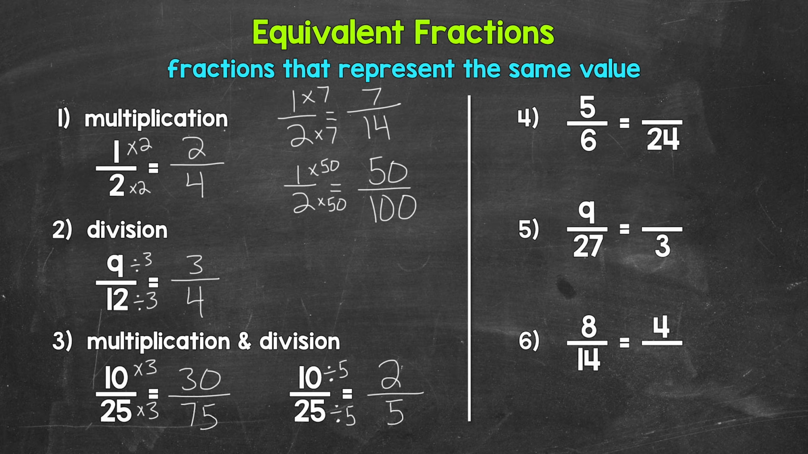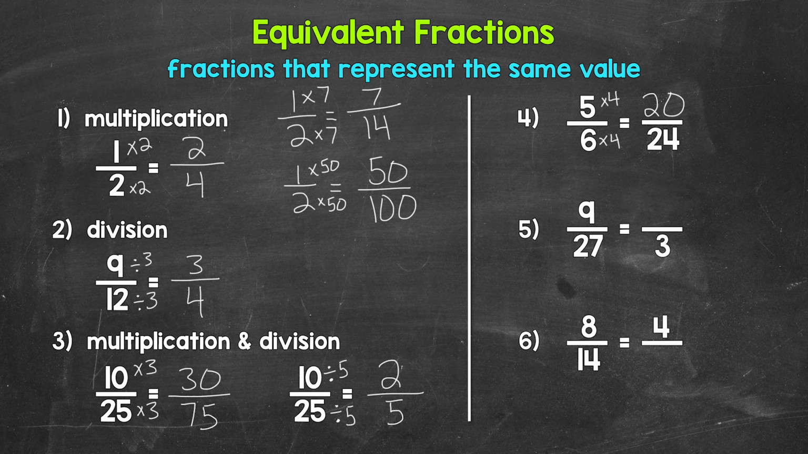Using multiplication or division. Well, 6 times 4 gives us 24. Whatever we do to the denominator there, we must do to the numerator in order to keep this equivalent. So we need to multiply 5 by 4 as well. 5 times 4 gives us 20. So our missing numerator is 20. 5/6 and 20/24 are equivalent fractions.